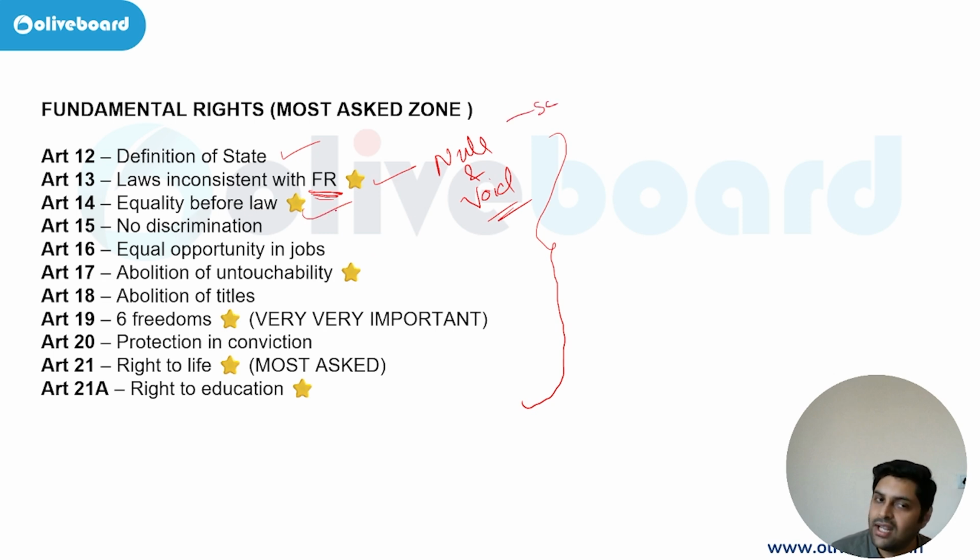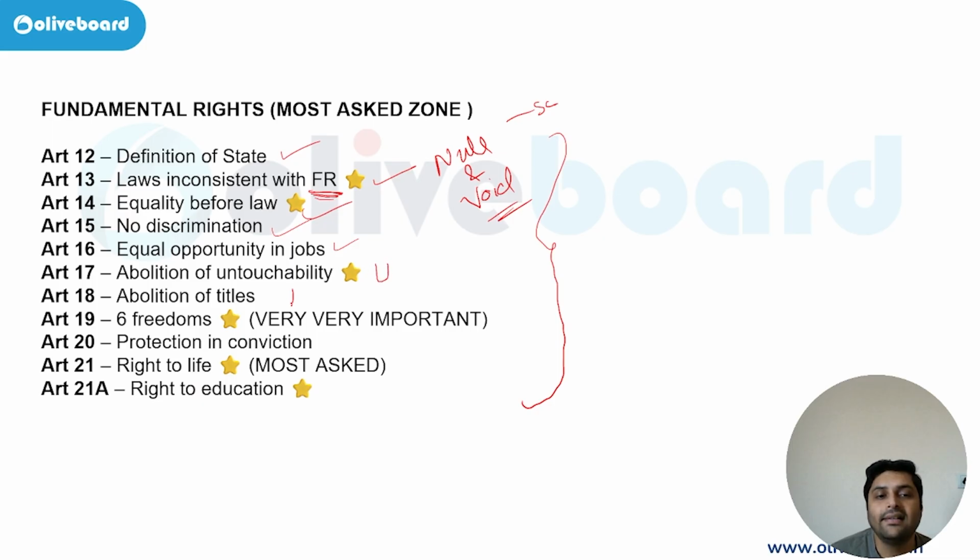Equality before law, Article 14, we saw. The starred ones are super duper important. Okay, all are important, but these starred ones are super duper important. Then we have no discrimination. Correct. Article 16, we have equal opportunity in jobs. 17th is abolition of untouchability.